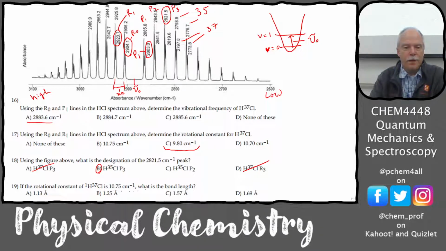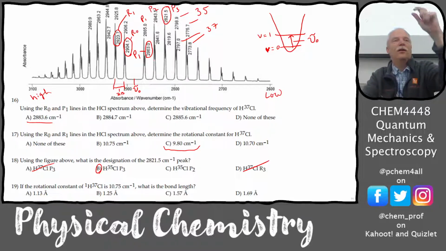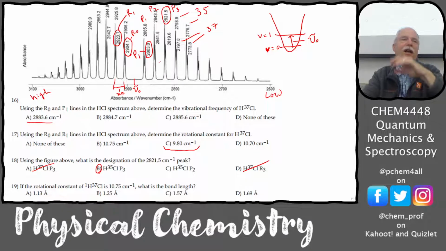Okay. I put P2 in here as a possibility in case you mistakenly thought it started with P0. But you can't, since P is a delta J minus 1, you can't start at 0 because it would go to negative in the upper state, and you can't do that. So it's always P1 is the first P line, R0 is the first R line.